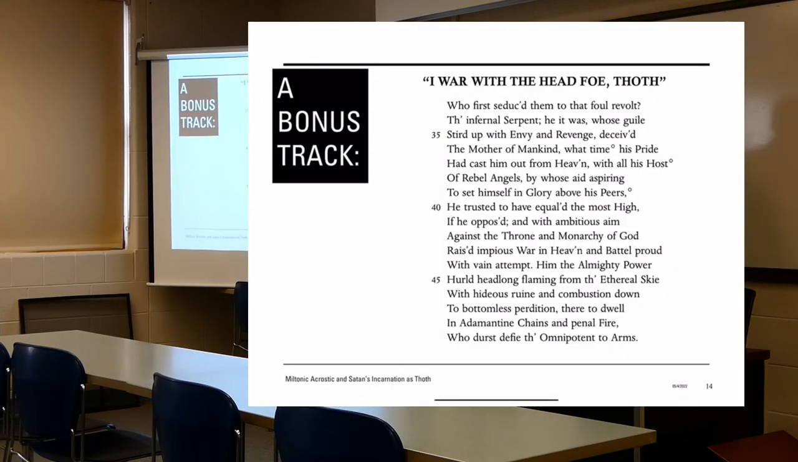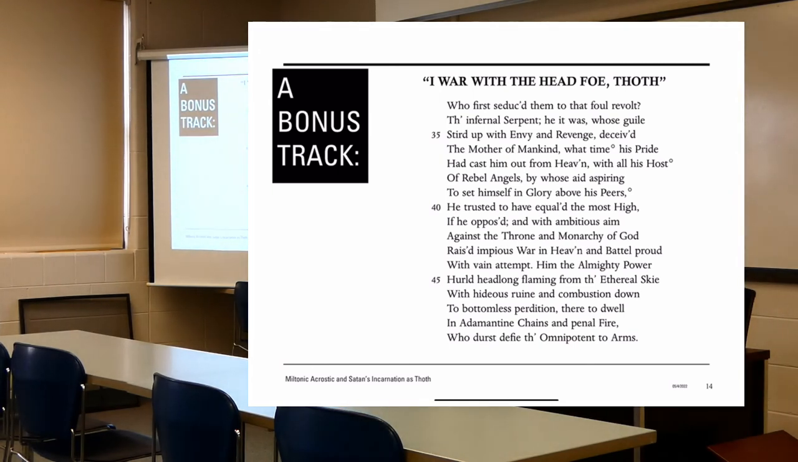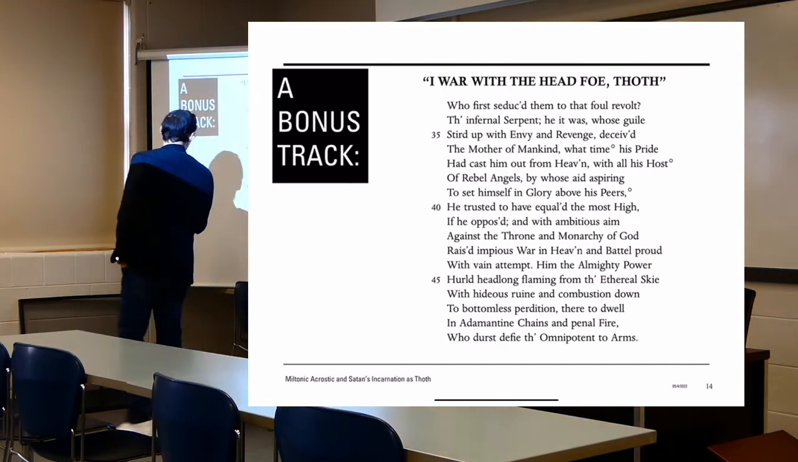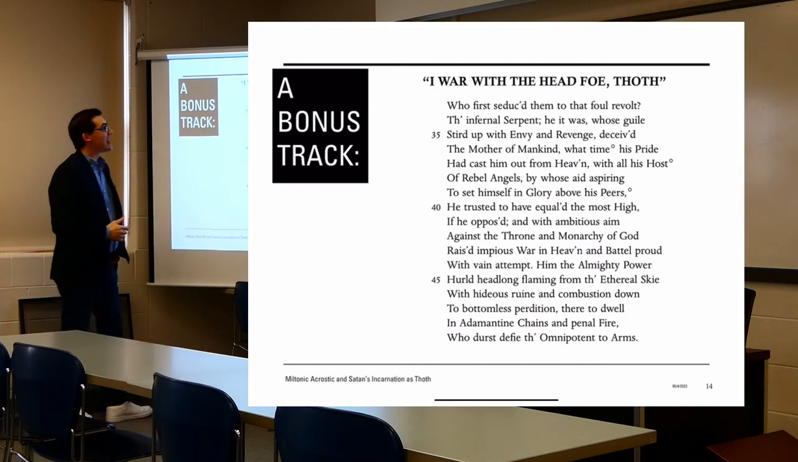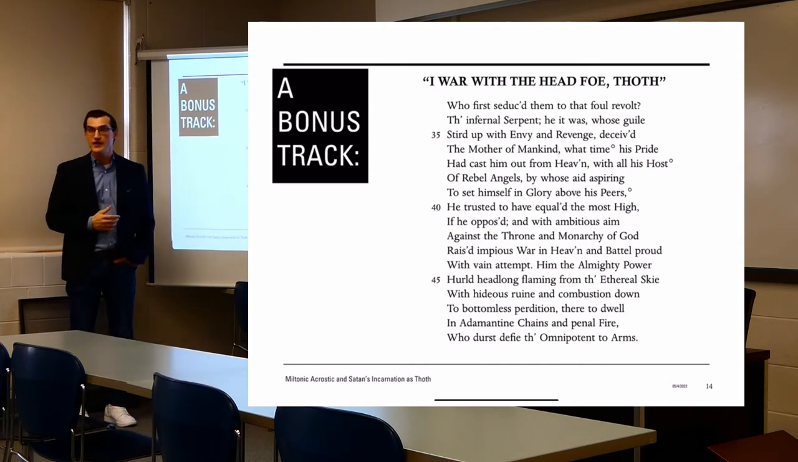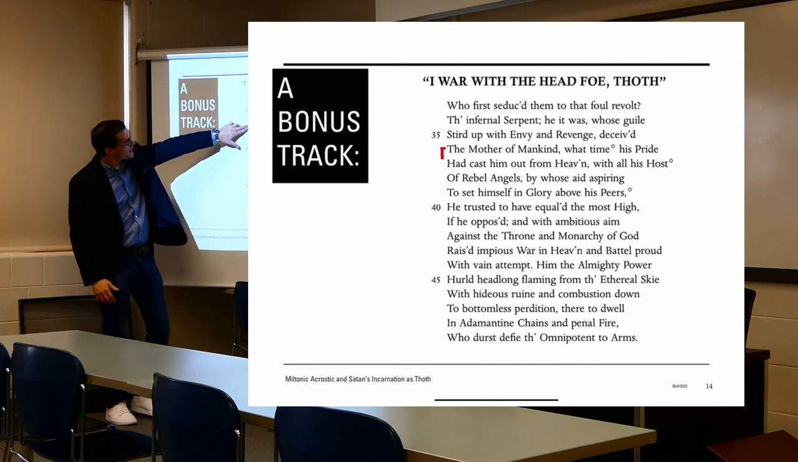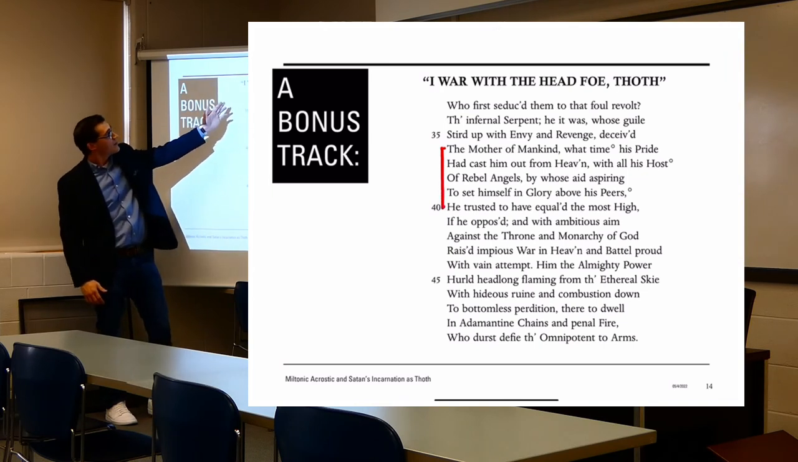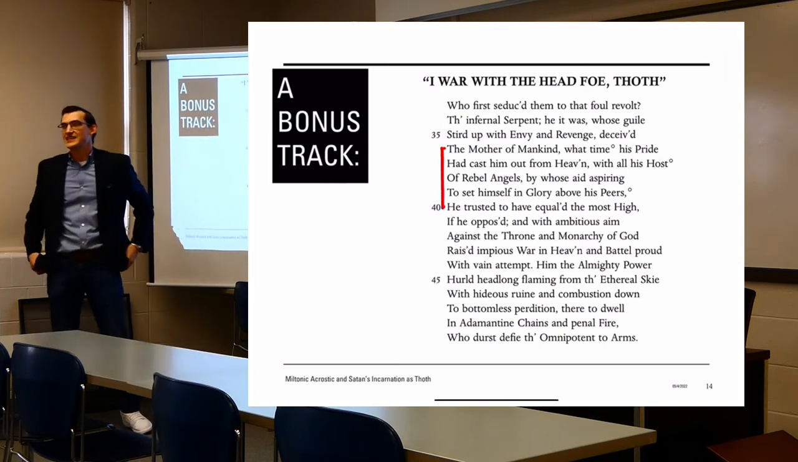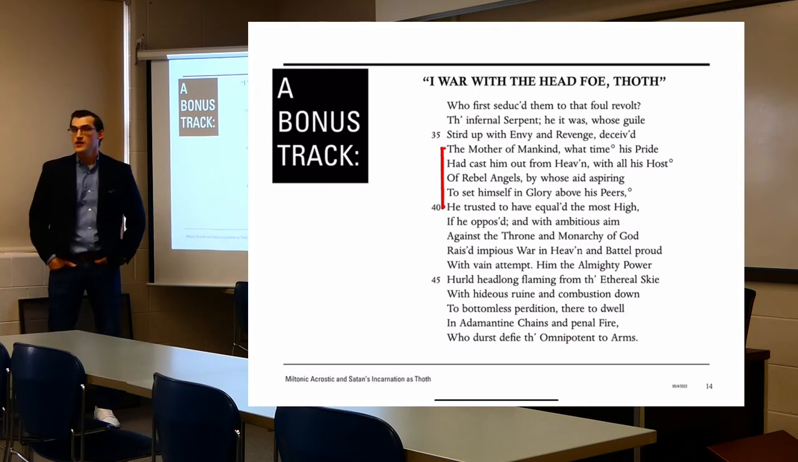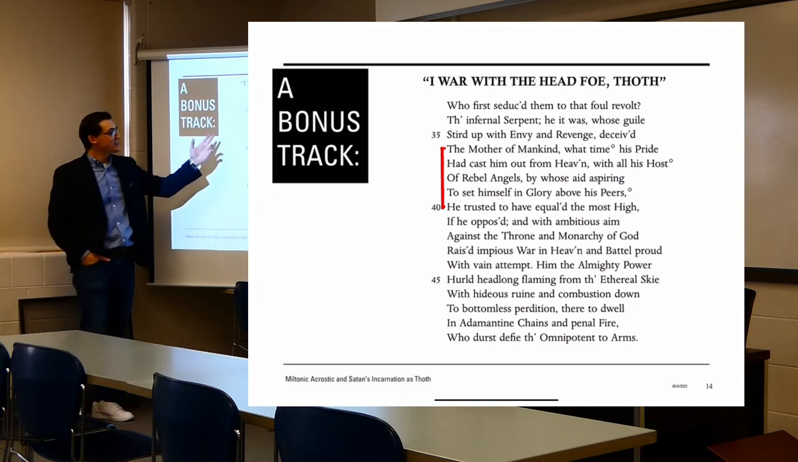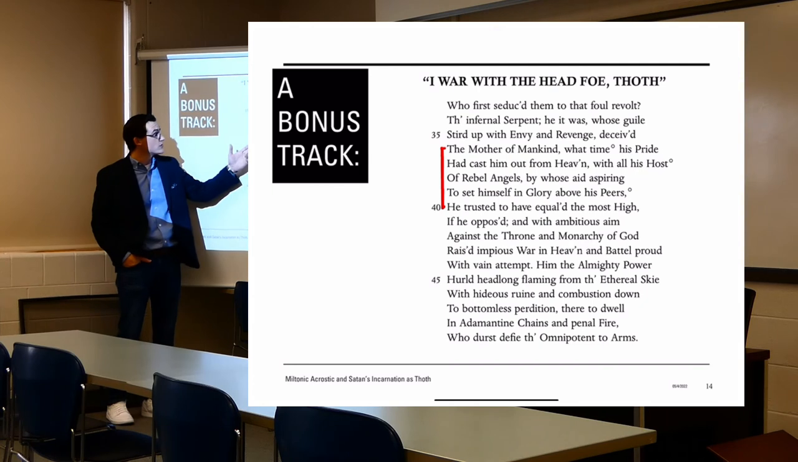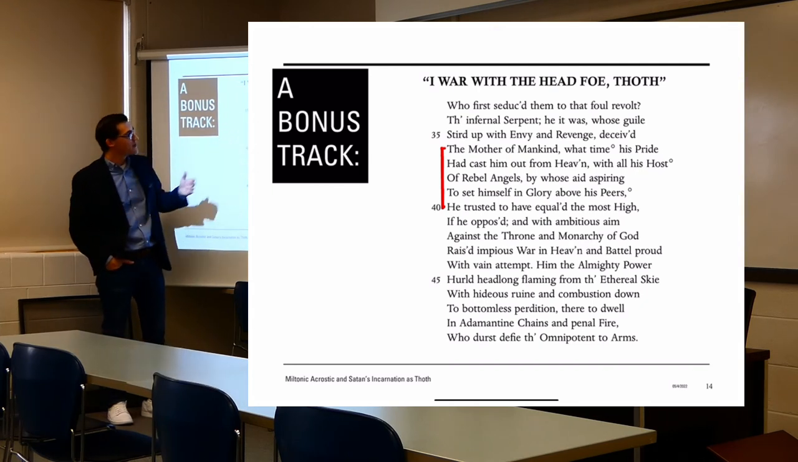And then before I conclude, a bonus track. I plan to do this on my iPad so I can write, so you're going to have to bear with me here. What we have here are the first 45 lines of Paradise Lost. This is book one. This is the acrostic Thoth. Here you have the narrator asking, who was it who perverted the mother of mankind? And next to that question, almost as if an answer, appears the acrostic Thoth.